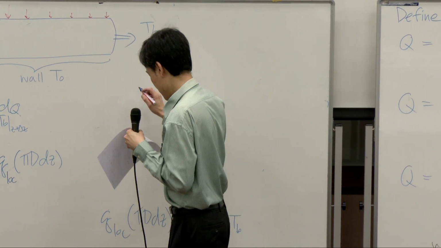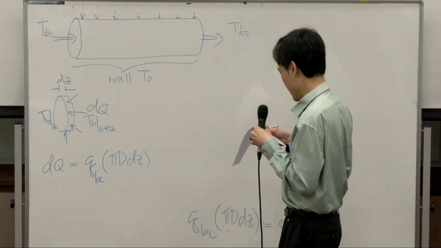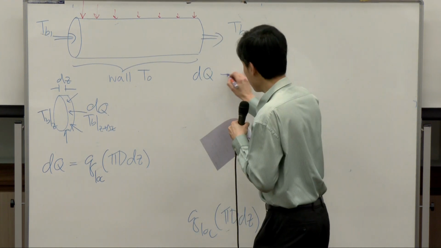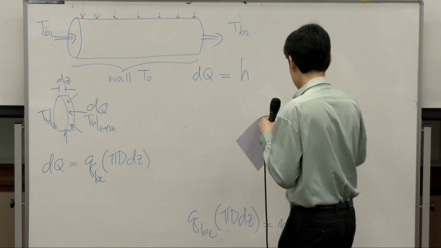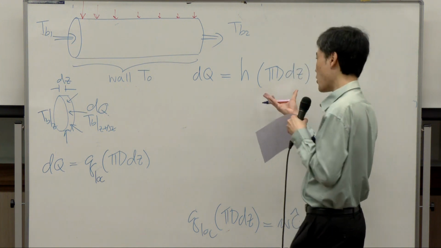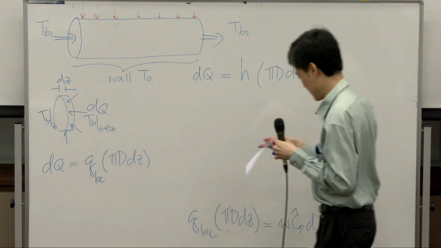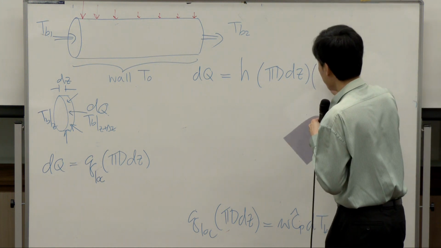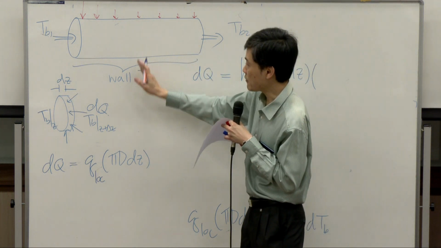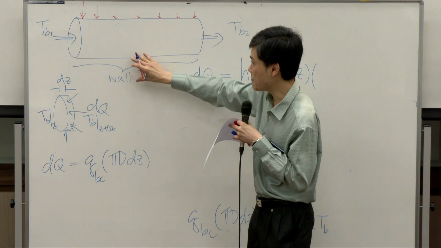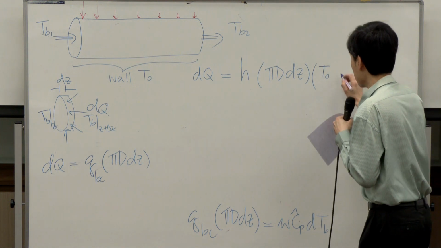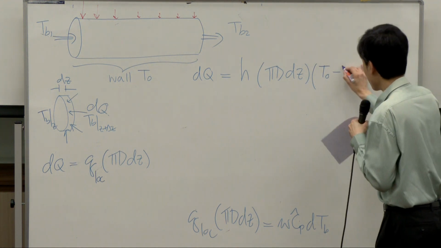From earlier, we said that locally, Newton's law of cooling is defined based on this equation, dq equal to heat transfer coefficient times the area, which is pi d dz. This is the small heat transfer area of the slice, times delta T, which is the exact driving force. In this case, heat would be transferred from outside in. Driving force would be outside temperature subtracted by inside temperature. Outside temperature is constant at T0, subtracted by inside temperature. We call this one TB.